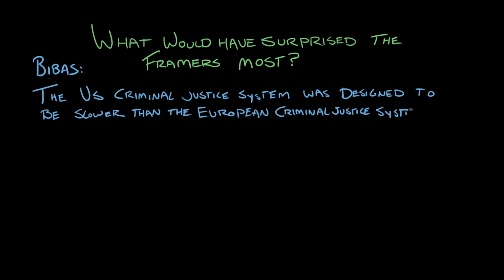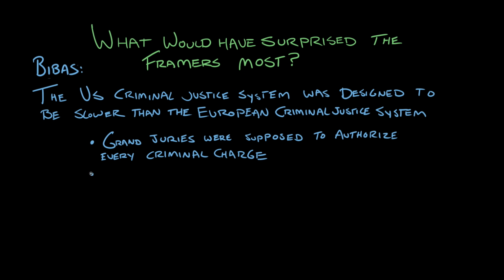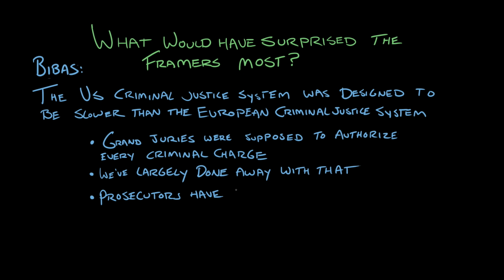They wanted grand juries to authorize every criminal charge. Well, we've largely gotten around that in most cases. They wanted petty juries to ensure that every prosecutor's charge was justified and that the legislature's criminal laws weren't being applied too broadly. And again, prosecutors now have so many threats and tools and sentences that they can make almost everybody give up their jury trial rights.